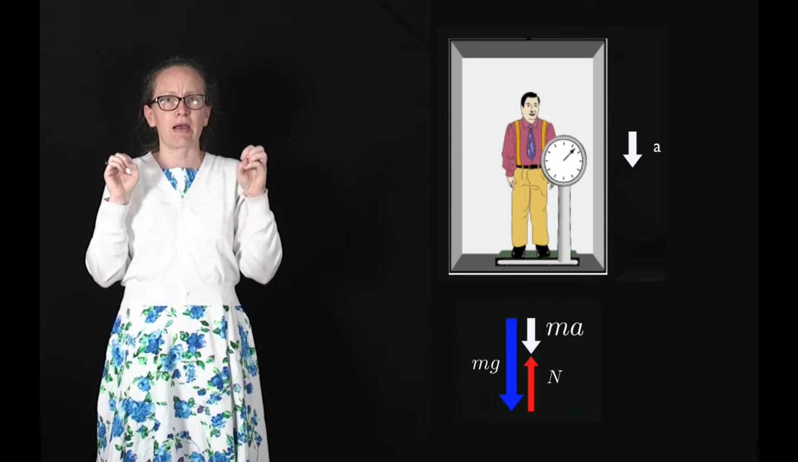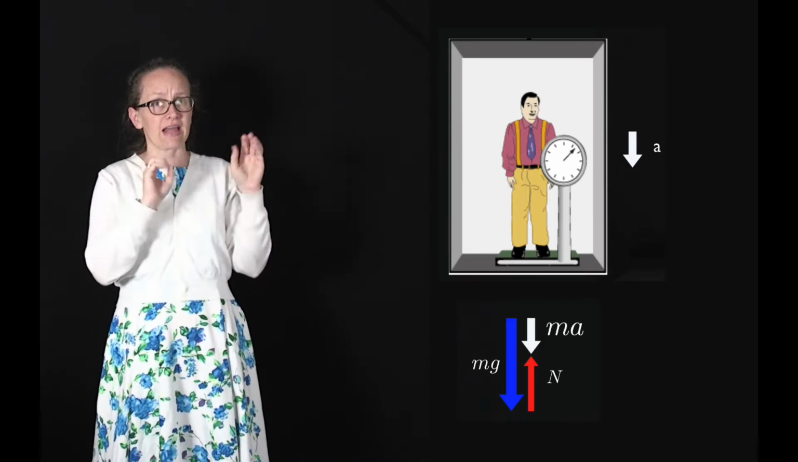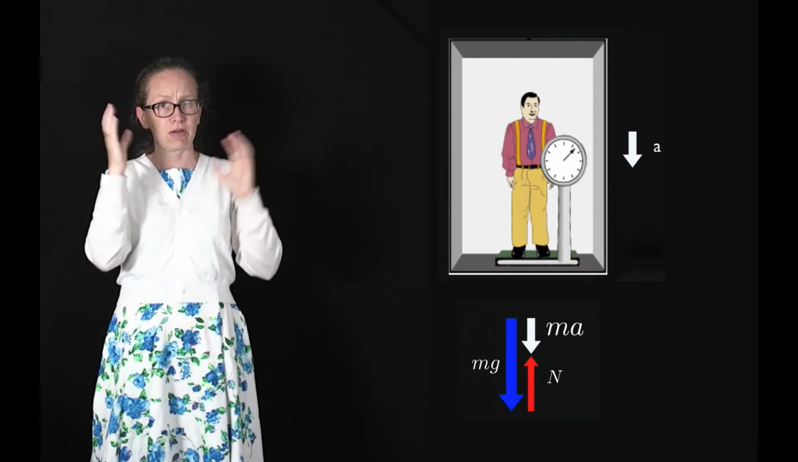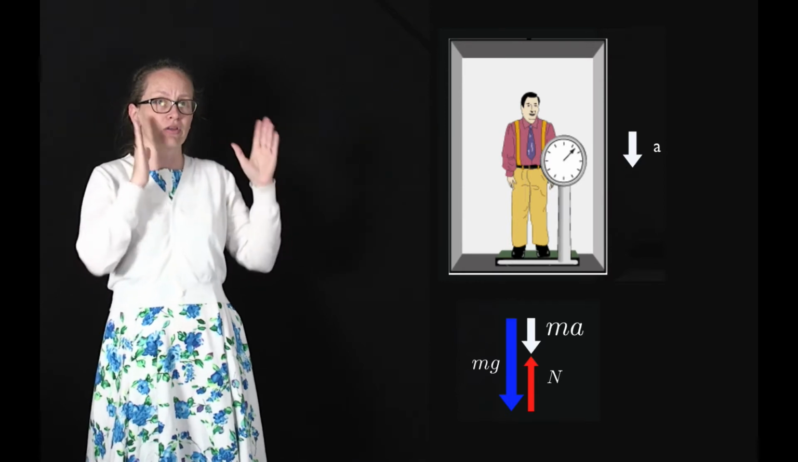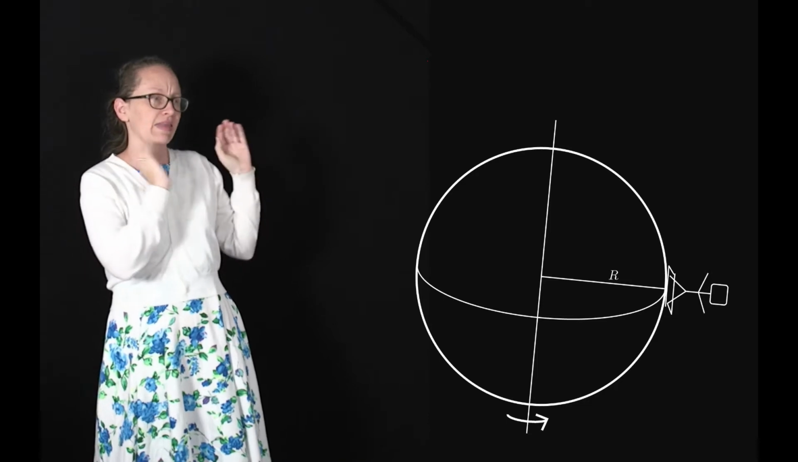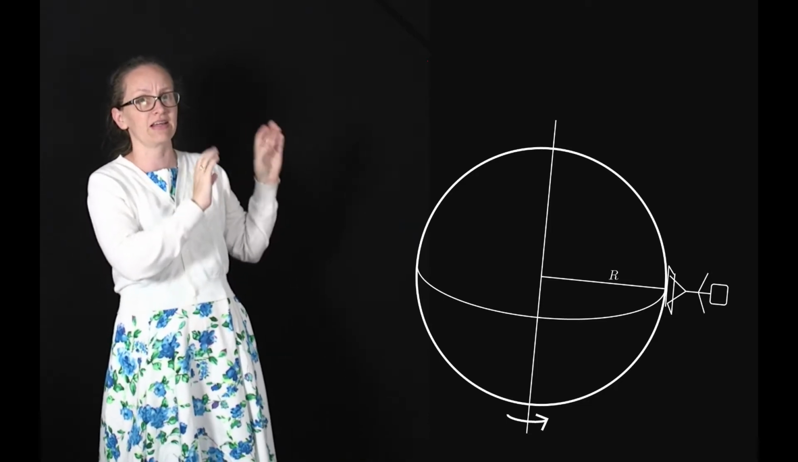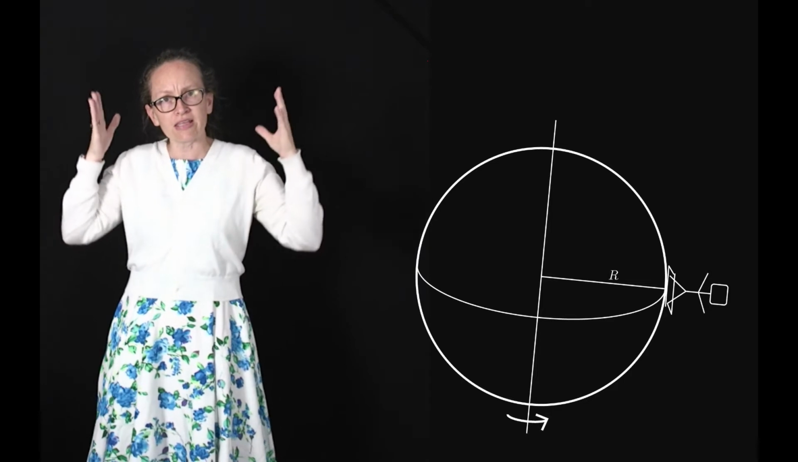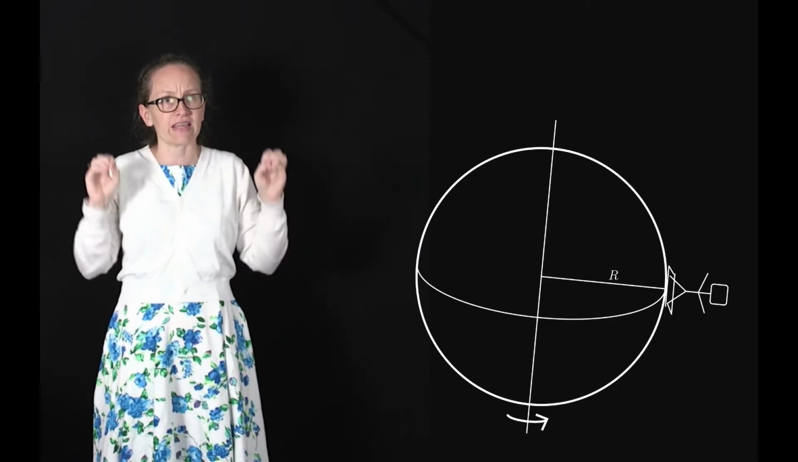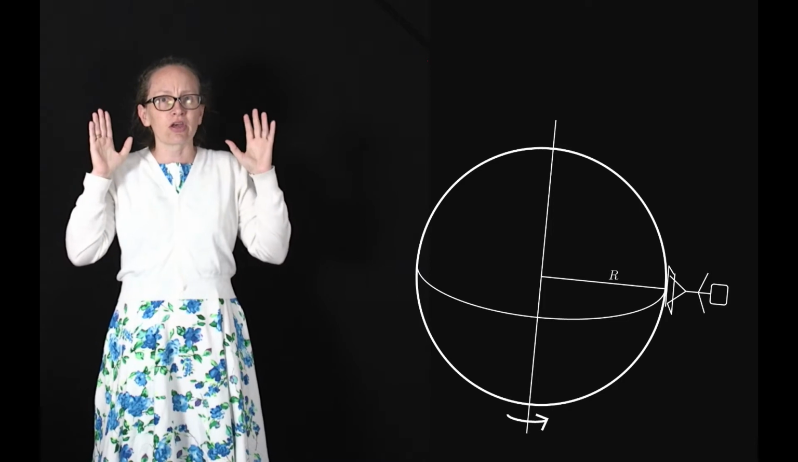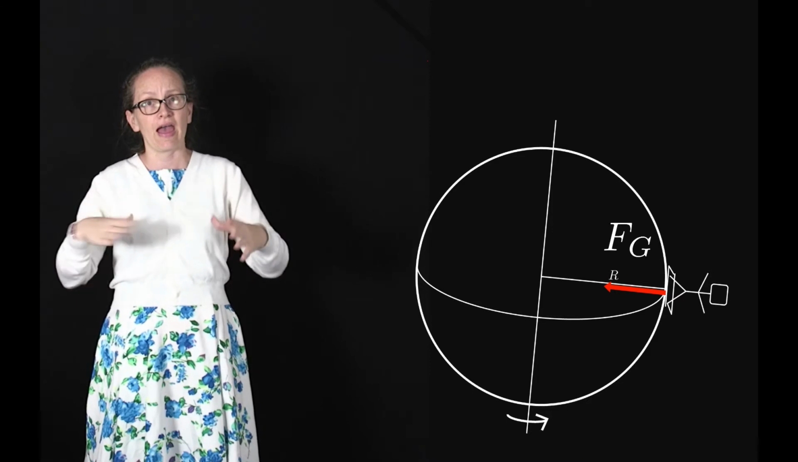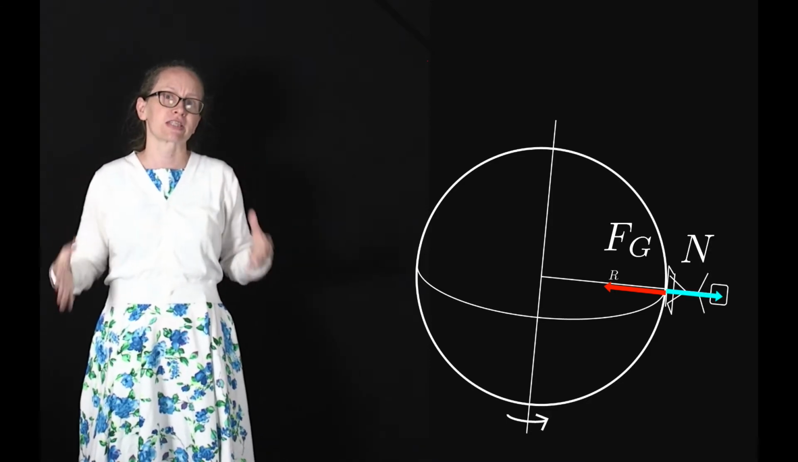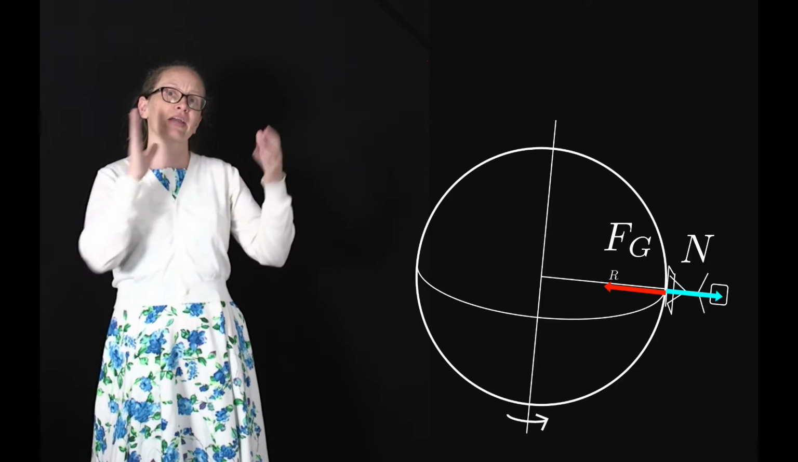We discussed this when we were discussing a person standing on scales in an elevator, and we were working out all the net forces which were acting upon the person. So let's now imagine placing a person at the equator of the Earth standing on some scales. There's a couple of forces acting upon this person. They've got the gravitational force, which is pulling the person towards the center of the Earth, and then they've also got the normal force, which the scales that they are standing on are applying on them.